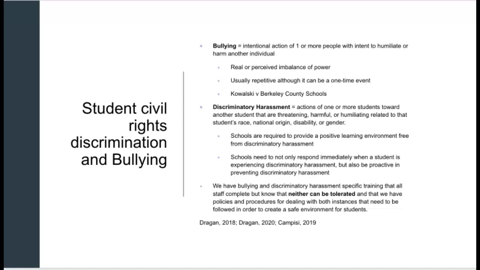Discriminatory harassment occurs when one or more students commit an action toward another student that threatens, harms, or humiliates that student based on his or her race, national origin, disability, or gender. In regard to the duty standard of care, schools are required to provide a positive learning environment free from discriminatory harassment. Schools need to not only respond immediately when a student is experiencing discriminatory harassment, but also be proactive in preventing it.